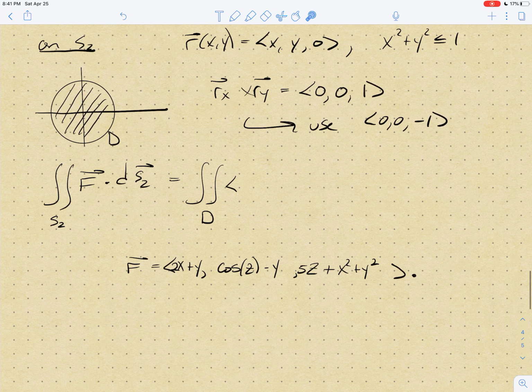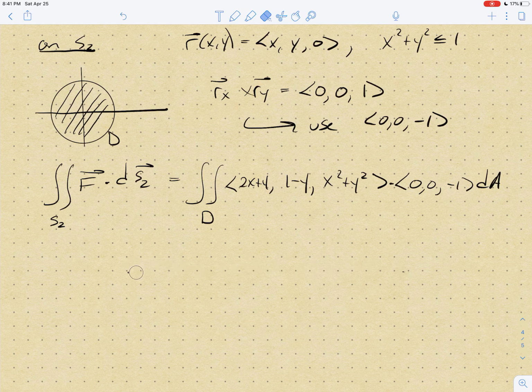So I'm taking F, and I'm plugging in x is x, y is y, and z is 0. Everywhere you see a z becomes a 0. So this just is 2x plus y. Cosine of 0 is just 1, so I get a 1 minus y. And then this is 0, so I get an x squared plus a y squared. And I'm dotting with my normal vector 0, 0, negative 1, dA.